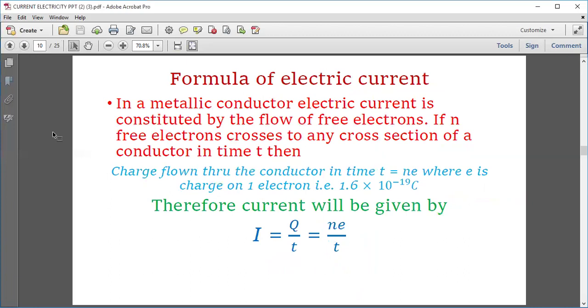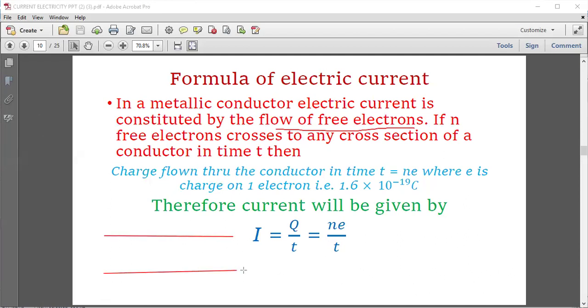Now, as you know, in the metallic conductor, current is constituted by the flow of free electrons. It is the free electrons which constitute the electric current in any conductor. अगर n free electrons cross any cross section in time t, किसी भी क्रॉस सेक्शन को n free electrons t time में क्रॉस कर जाते हैं. You can see here, n free electrons pass through this cross section in time t.